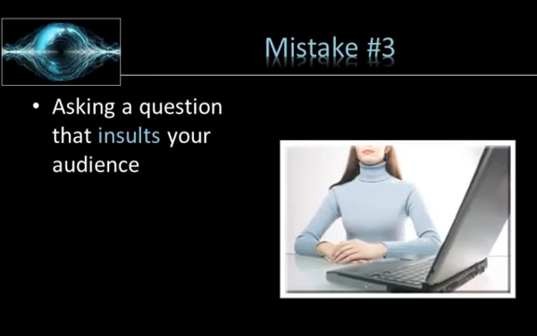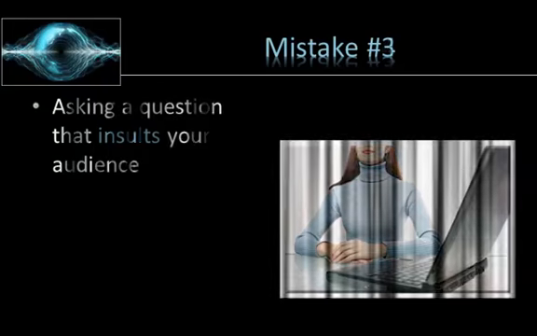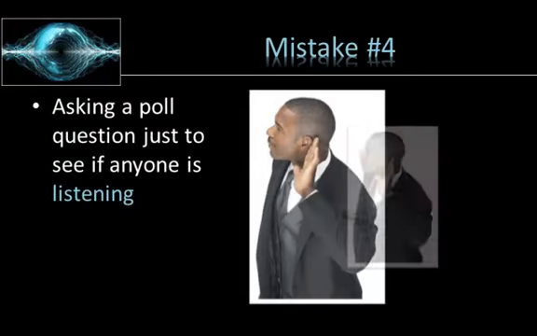The third mistake is asking a question that insults your audience's intelligence. Don't ask them a question where you're going to then show them another slide to show them how stupid they are. That's going to make them drop out. They will be insulted, and they will be not likely to come to your webinar again.